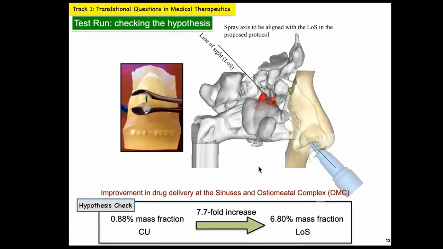So the idea now is to compare between the CU protocol, which is already existing, and this new LOS protocol, a line of sight protocol. I tested the hypothesis that LOS would improve drug delivery on a trial subject first, and that is the data at the very bottom. I saw that the drug delivery increases by almost 8-folds in that particular individual. So that helps, that promises that this can be a good way to reorient the spray bottle, but we have to look at other subjects as well, right?